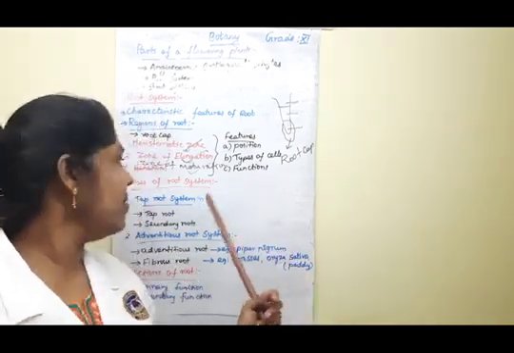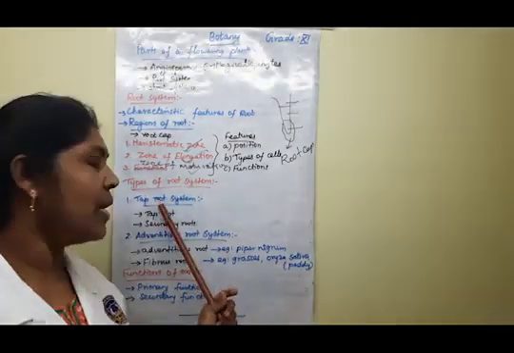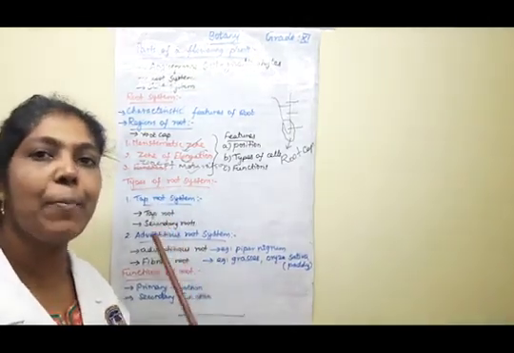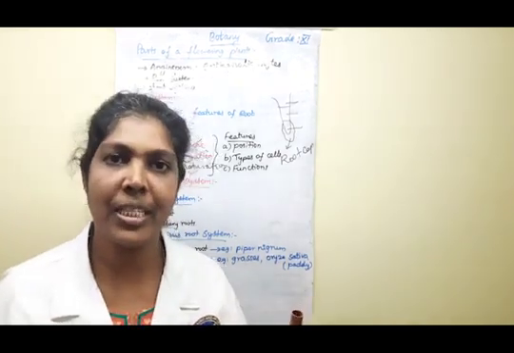Finally we learned the types of root system. There are two: the taproot system and adventitious roots. Clear, children?